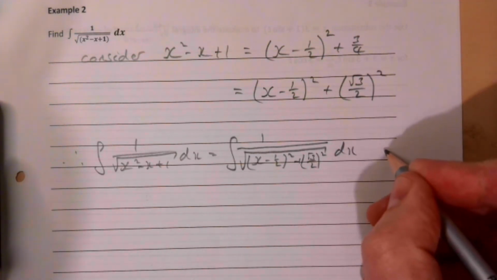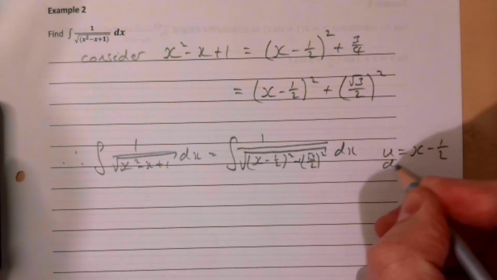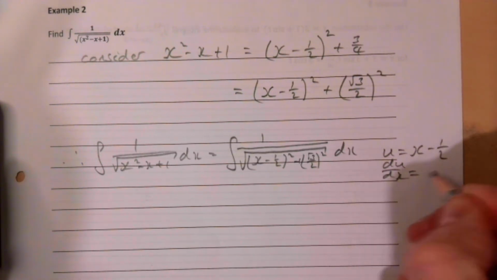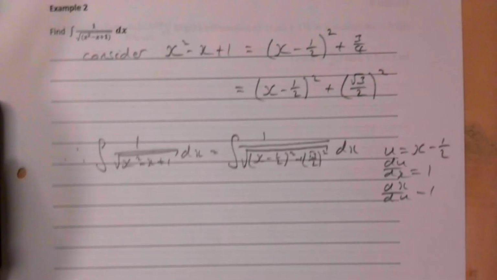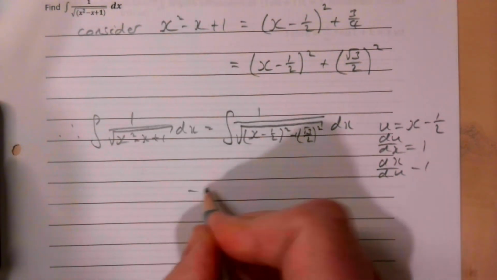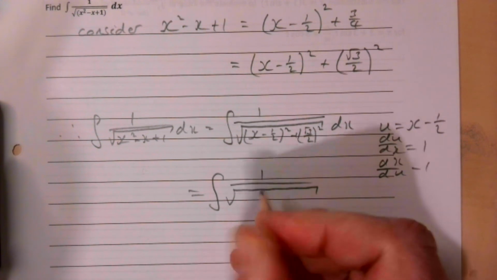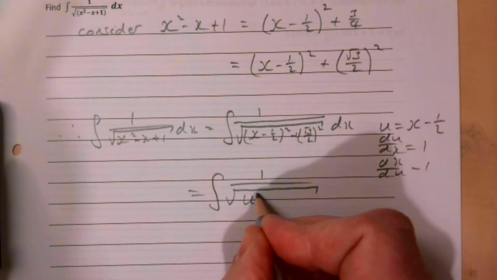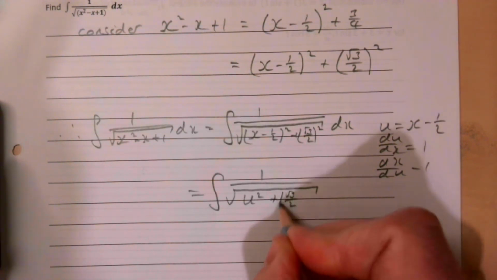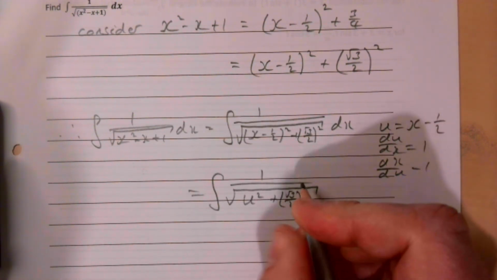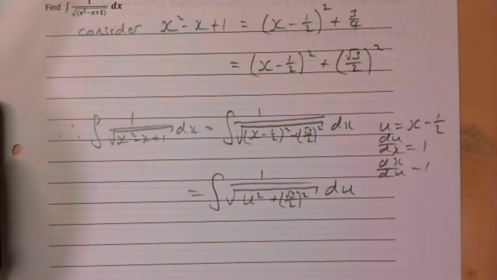Same as the last couple, I'm going to let u equal x minus a half, then du by dx equals 1. That means dx by du equals 1 as well. So I can rewrite this as the integral of 1 over the square root of u squared plus root 3 over 2 all squared du. Hope we're okay with that move.